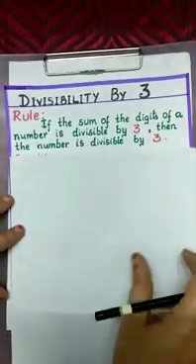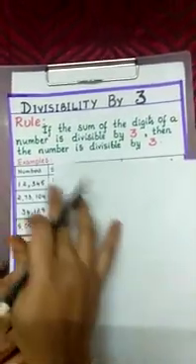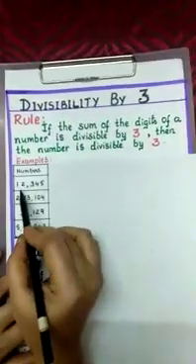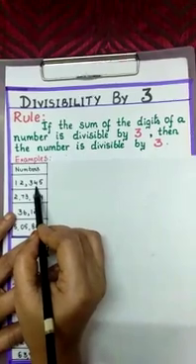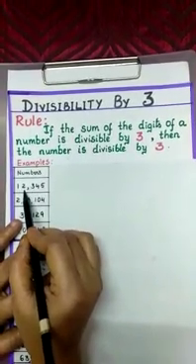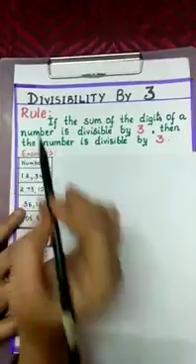What are digits? Consider some examples. Here you have some numbers. In 12,345, 5 is a digit, 4 is a digit, 3 is a digit, 2 is a digit, 1 is a digit. All these digits together form a number.